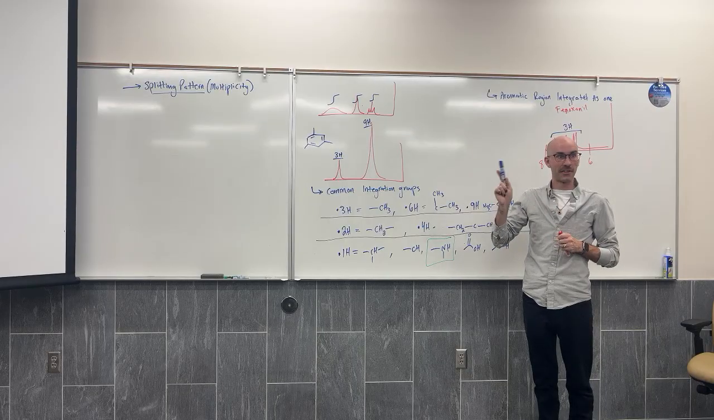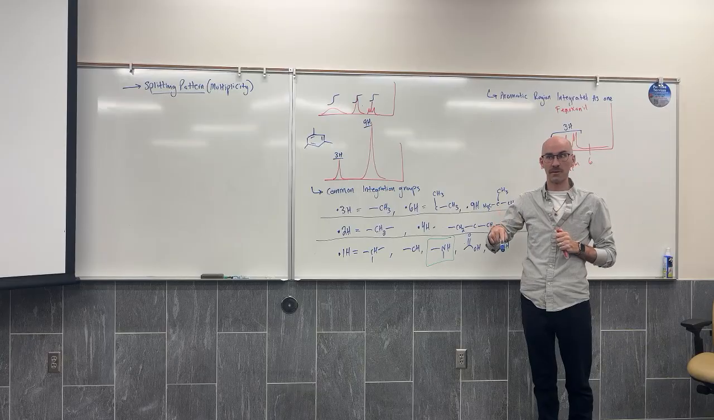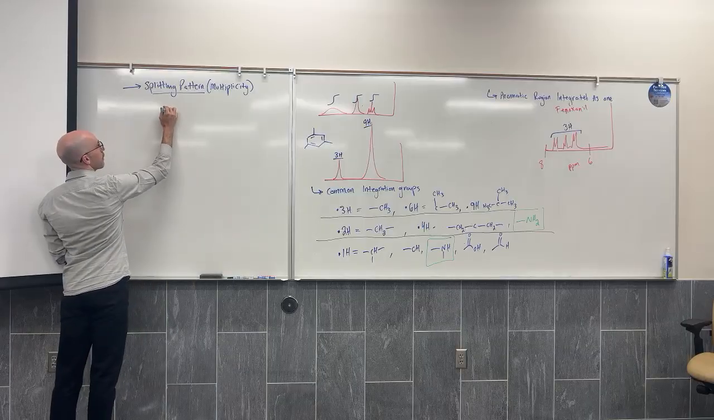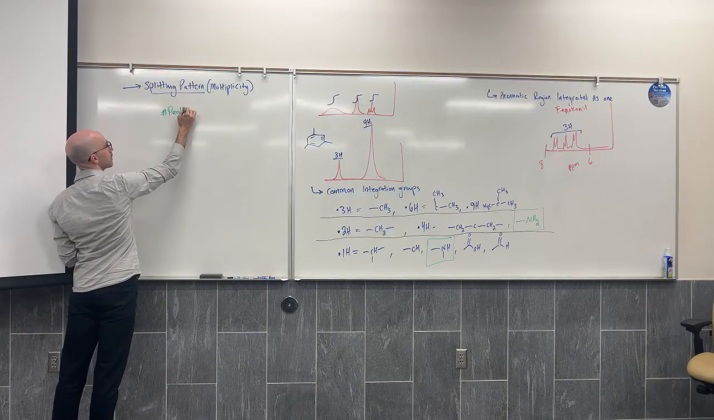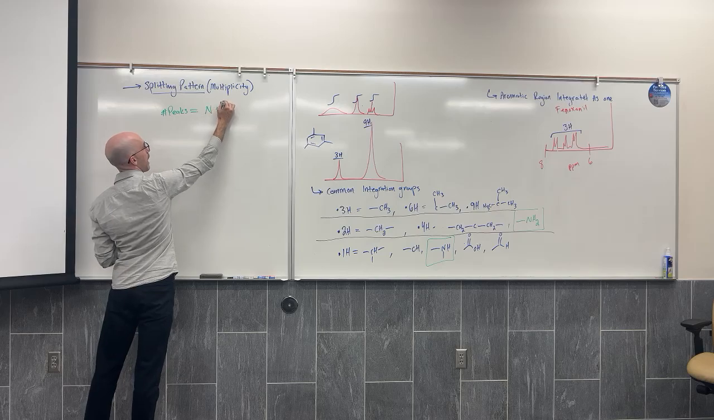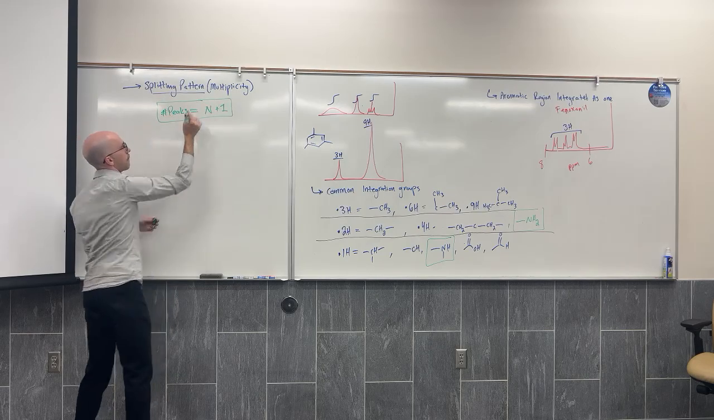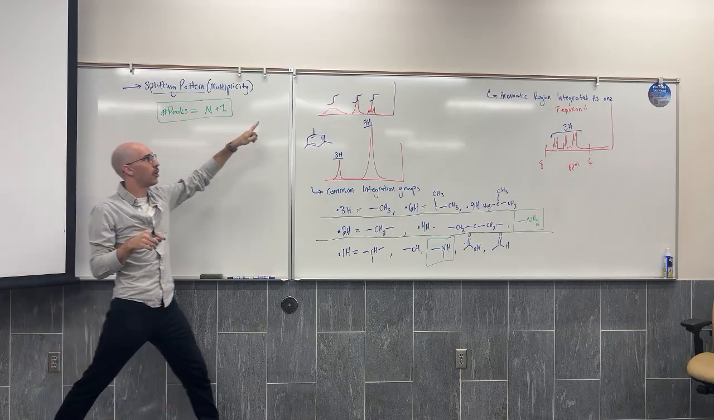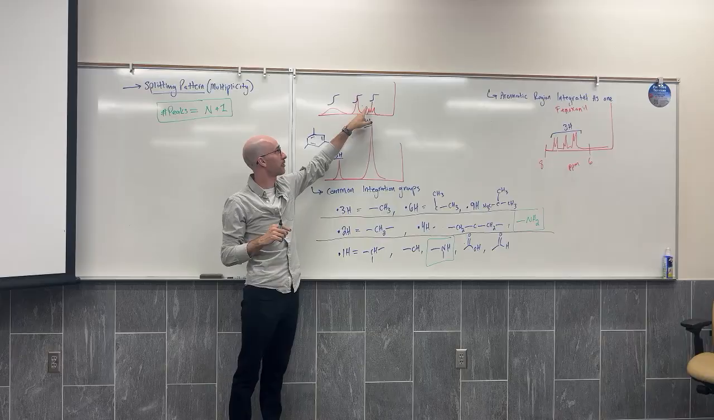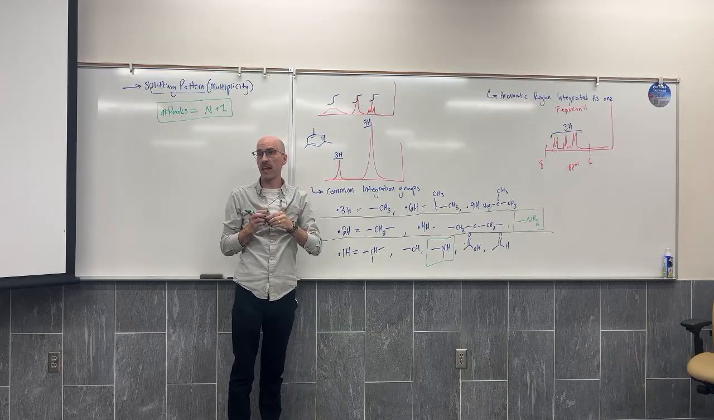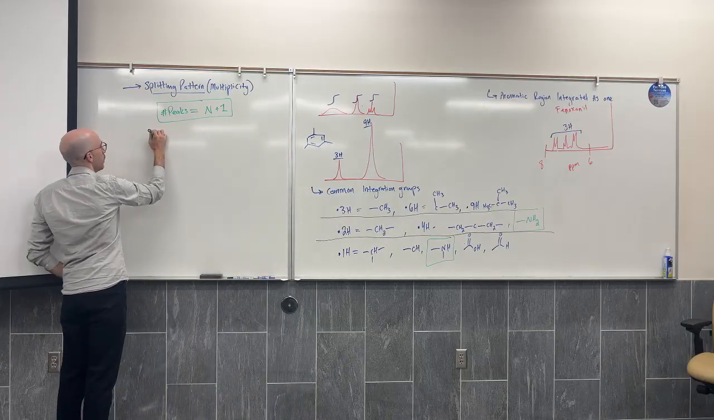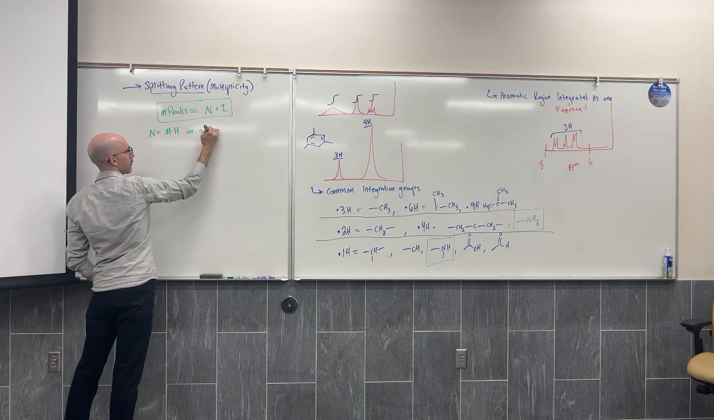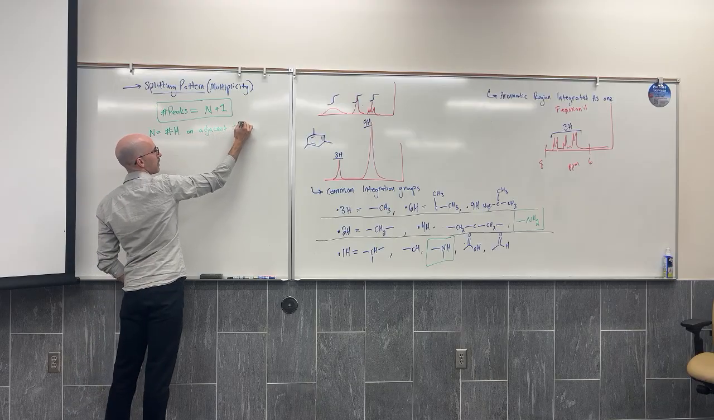This is splitting pattern. Nuclei communicate with their neighbors and produce different signals. And we have a math equation. The number of peaks is equal to n plus 1. Signals can have peaks. Signals either have one peak or signals have multiple peaks. And the number of peaks is equal to n plus 1, where n equals the number of hydrogens on adjacent carbons.